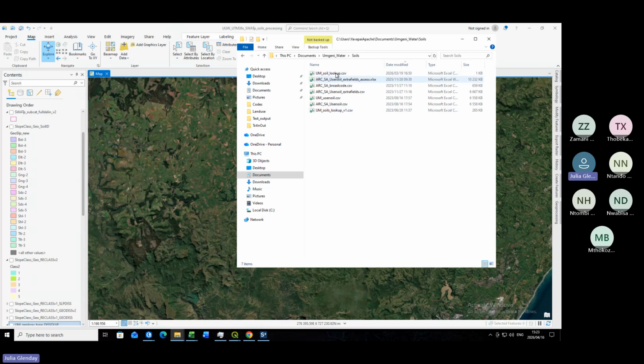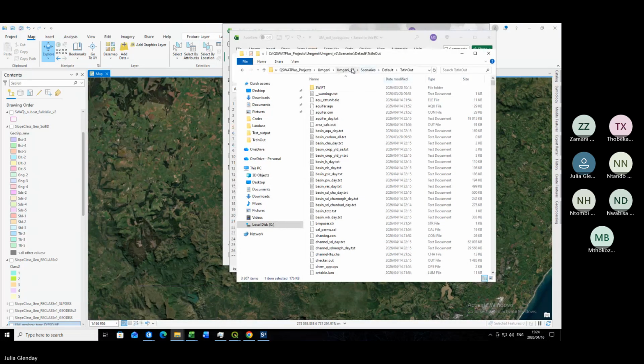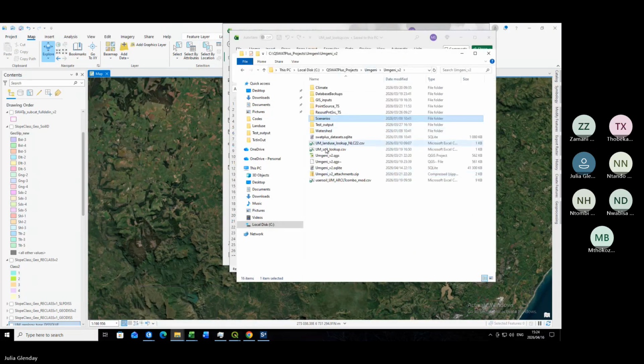That's the lookup table. It ended up in, yes, okay, so that's just the table that matches the grids to the soil types. I'll find it, it's actually in the modeling folder. Inputs my user soil, yeah.